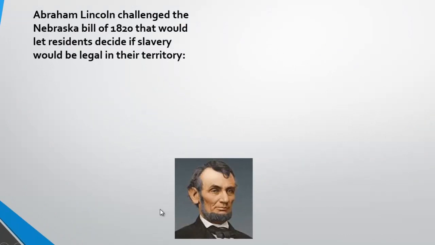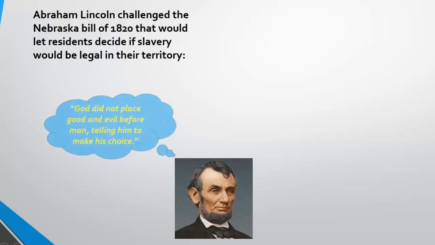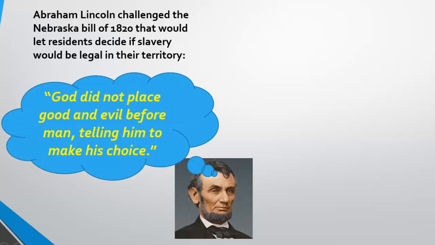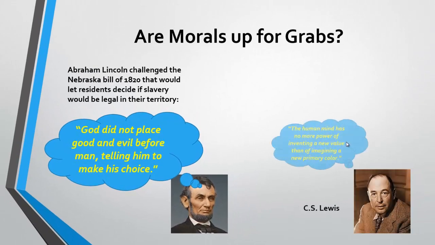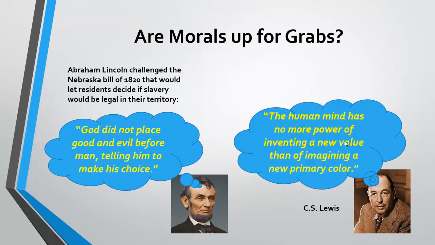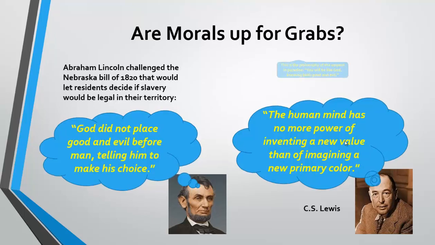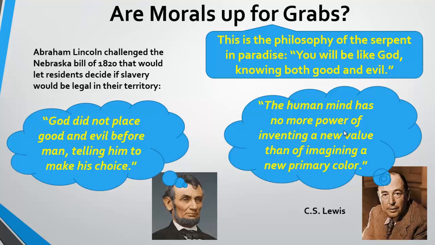Abraham Lincoln again challenged the Nebraska Bill in 1820 that we could decide if slavery is legal or not. He said God did not place good and evil before us, telling us to make a choice. C.S. Lewis put it well also. The human mind has no more power of inventing a new moral value than of imagining a new primary color. If morals were up for grabs, that would be the philosophy of the serpent in paradise. You will be like God, knowing both good and evil.